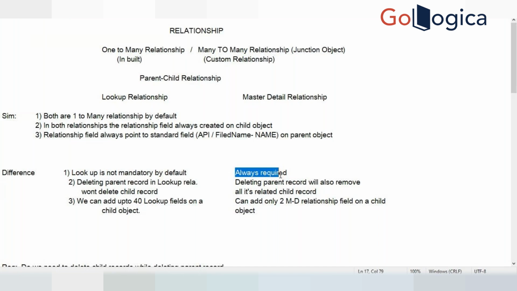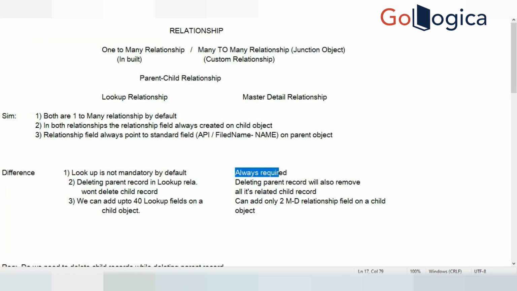Okay. So these are the similarities and differences. And while setting up a relationship, always remember these points. They will help you to build and configure a relationship whenever you are going to add it. Now let's take an example. We are going to see examples of both lookup and master detail relationship one by one, and we'll see it practically.